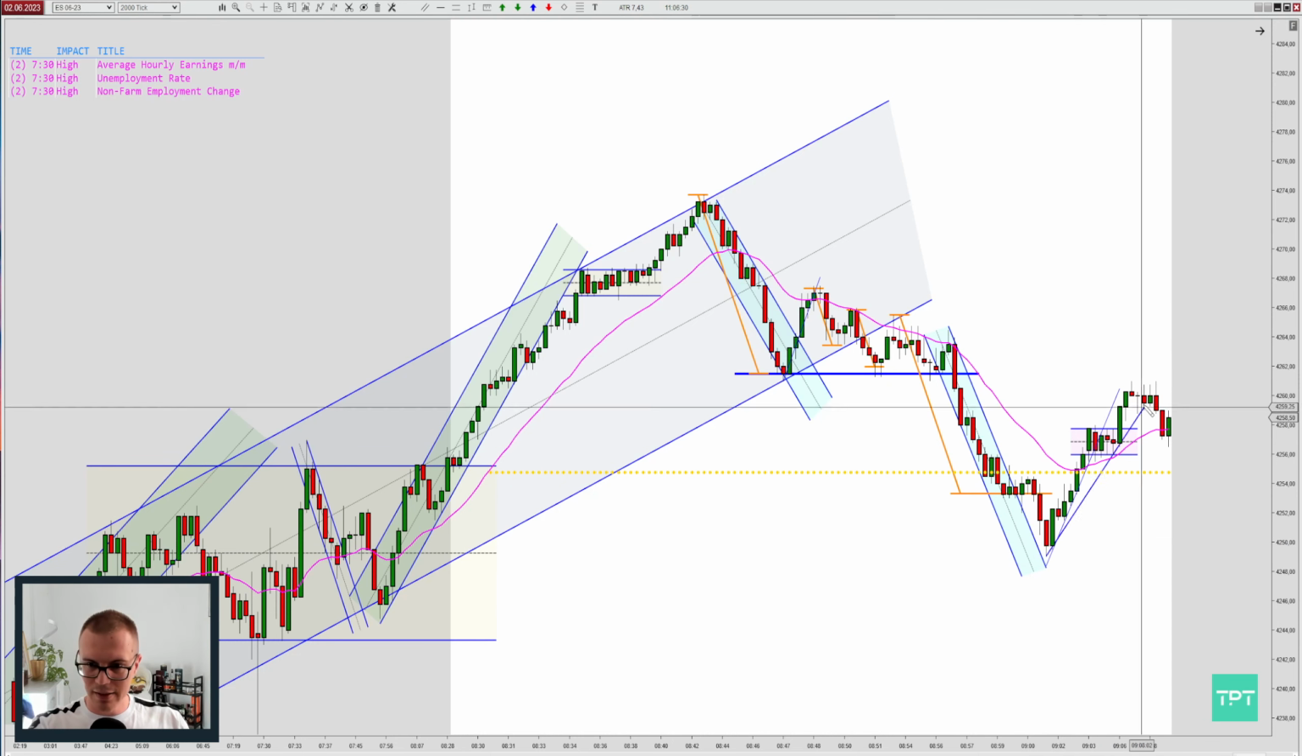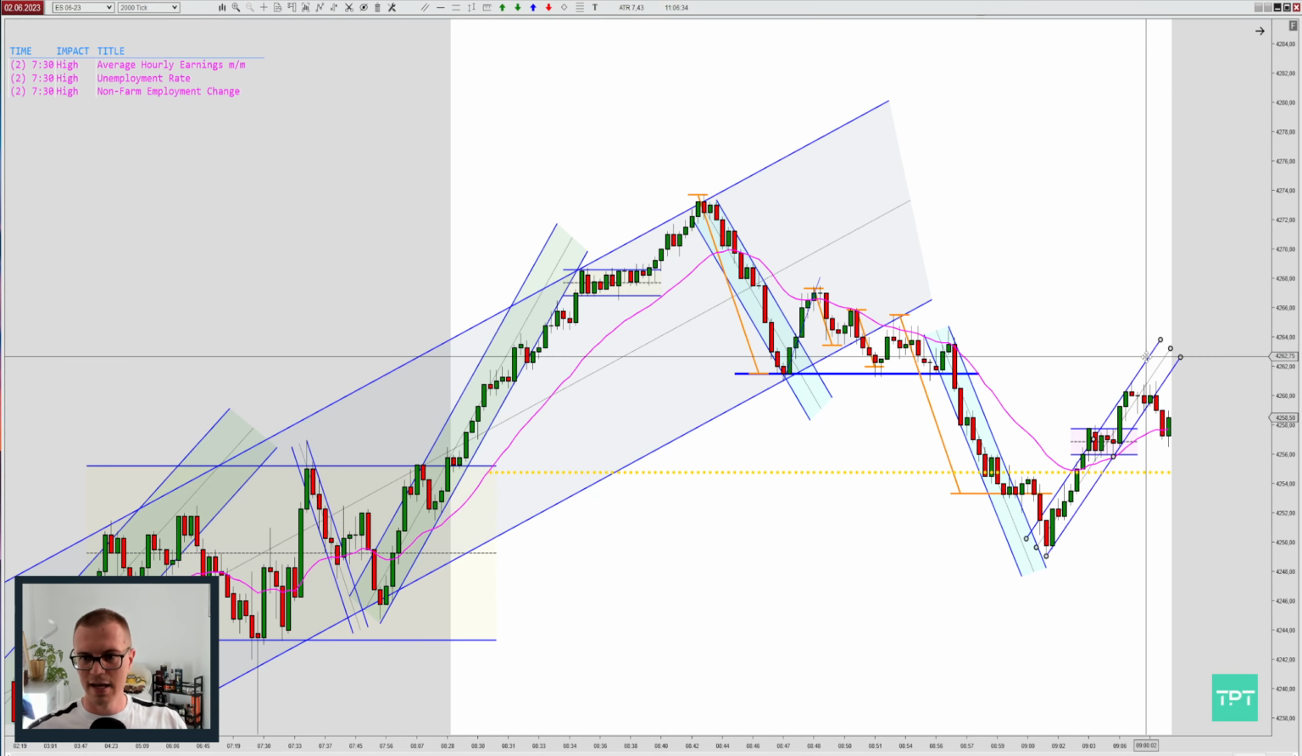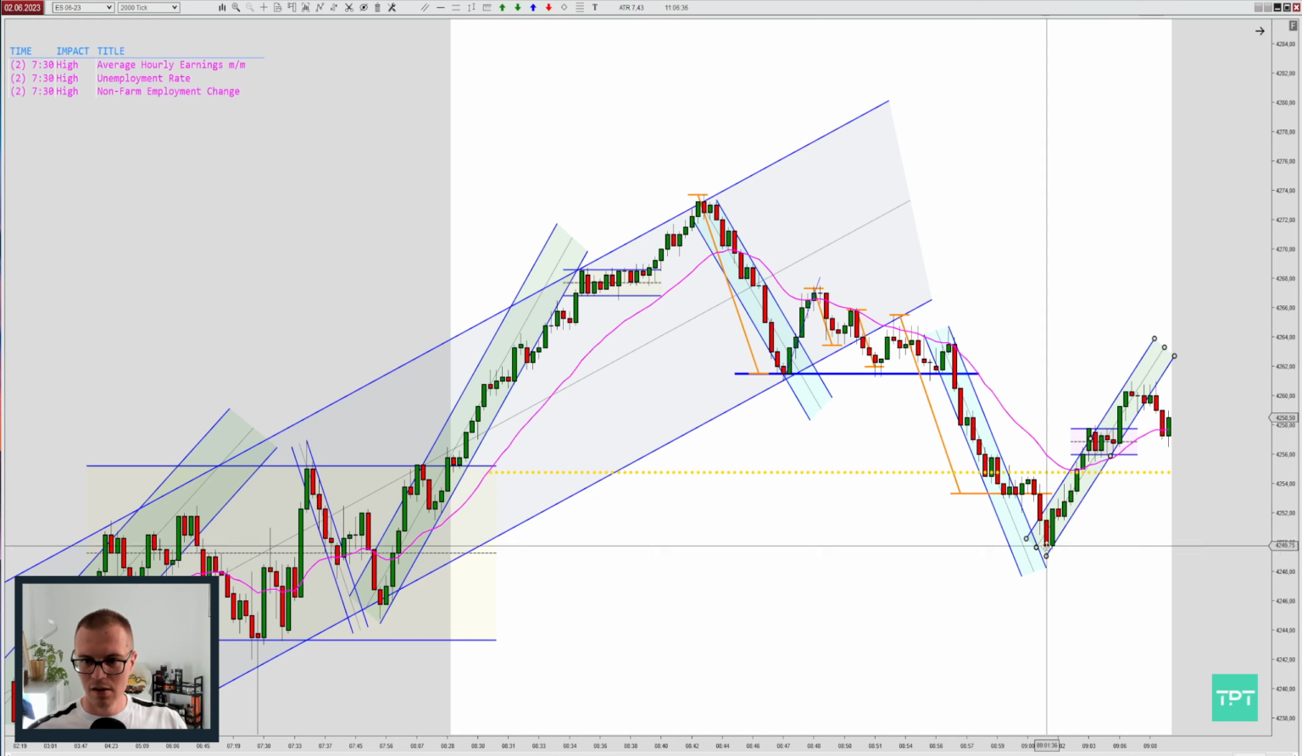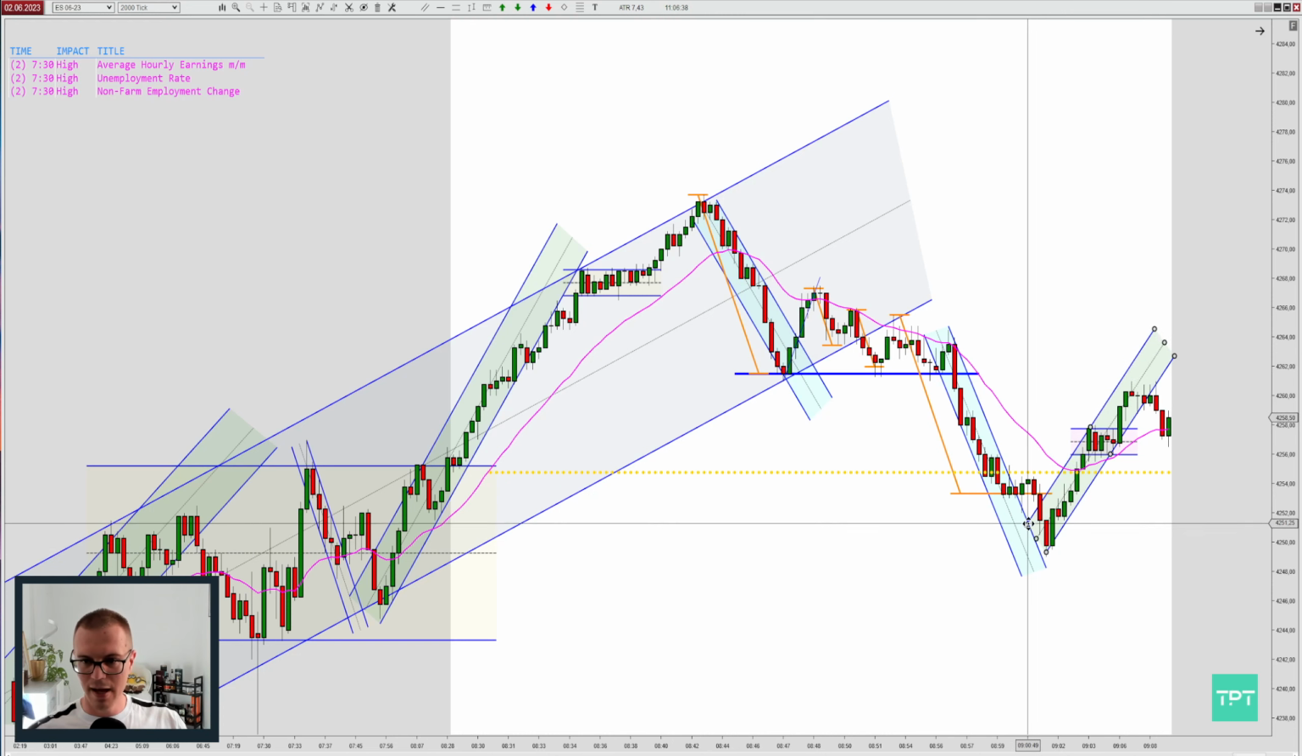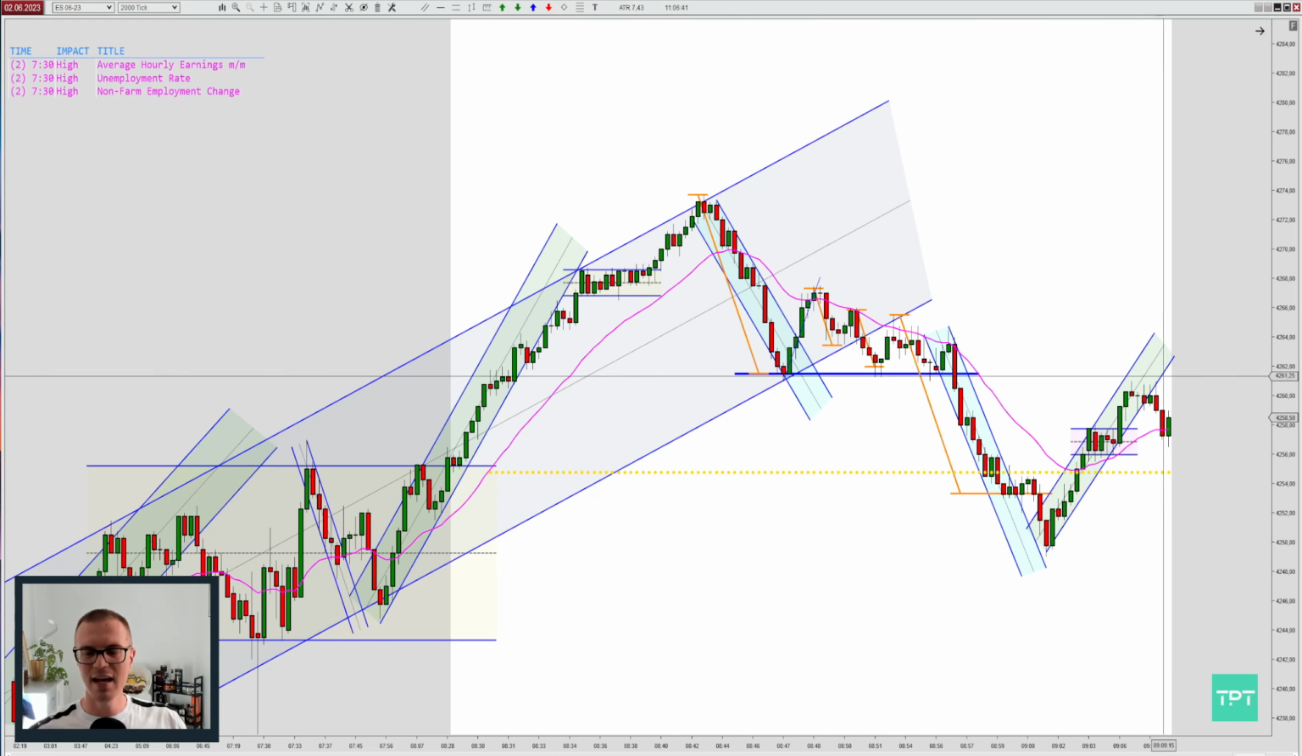and if you want you can draw maybe some bigger channel, for example like this here, and according to that this channel is breaking for the very first time, and we get a second entry long here right off the EMA.